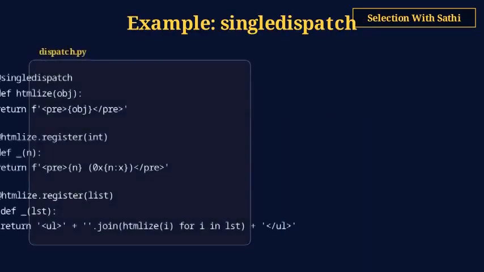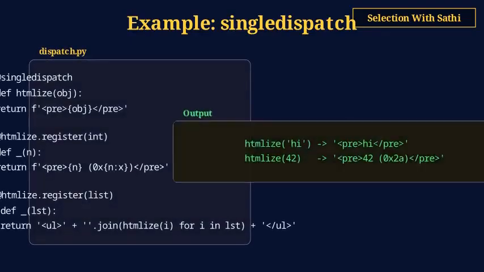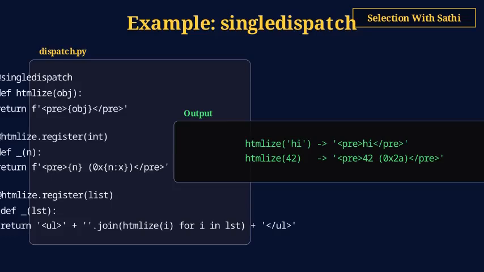Singledispatch lets you create type-based dispatch without if-elif chains. The base function handles the default case. Register an int handler that shows the number with its hex representation. Register a list handler that wraps each item in HTML. When you call htmlize of 4.2, it dispatches to the appropriate version automatically.